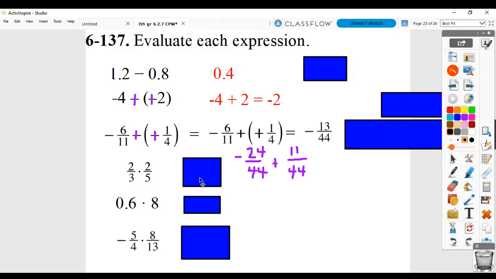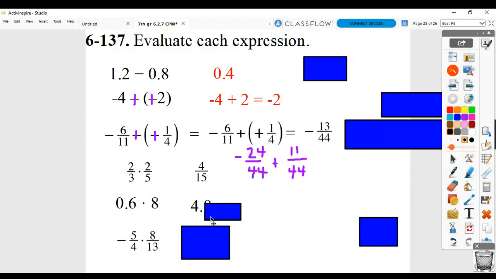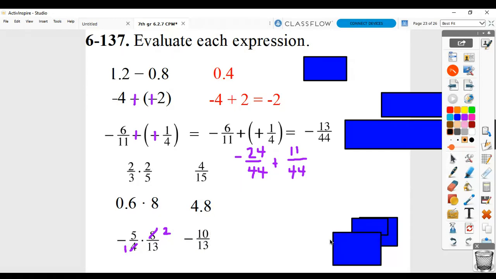Here you're just multiplying across, so you get 4/15. Here you're multiplying and then placing your decimal point 1 decimal place in, so you get 4 8/10. And here I would probably simplify before I multiply. Divide 8 by 4 and get 2. Divide 4 by 4 and get 1. So I get negative 10/13. Now, if you had not simplified before you multiplied, you would get negative, looks like 40 over, would that be 52? But then you'd still have to simplify by dividing by 4 top and bottom.